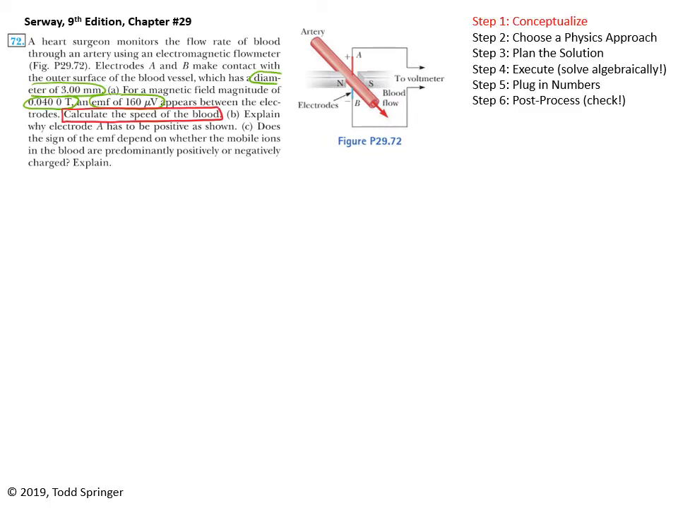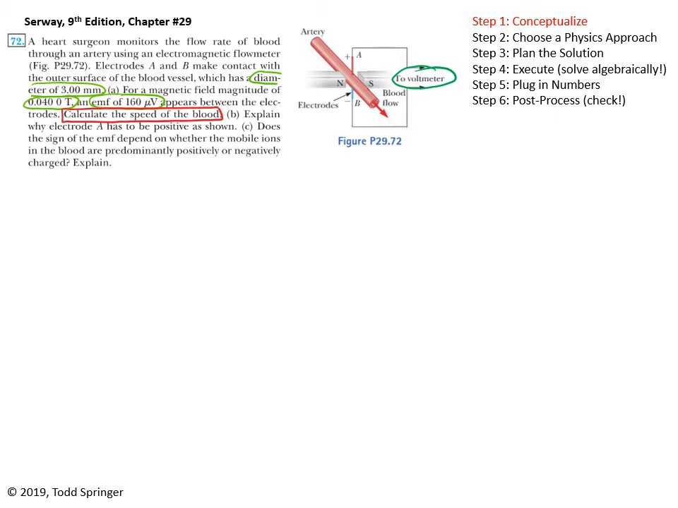Well, the first step to get started with the problem is to circle the things that you know, the important information, and try to identify what the target variable is. So in this case, I circled the few things we know. We know the diameter of the blood vessel, 3 millimeters. We know the magnitude of this magnetic field pointing from left to right, from north to south. And we know the magnitude of the voltage being read by this voltmeter here is 160 microvolts. The target is to calculate the speed of the blood, so we want to know how fast the blood is flowing.